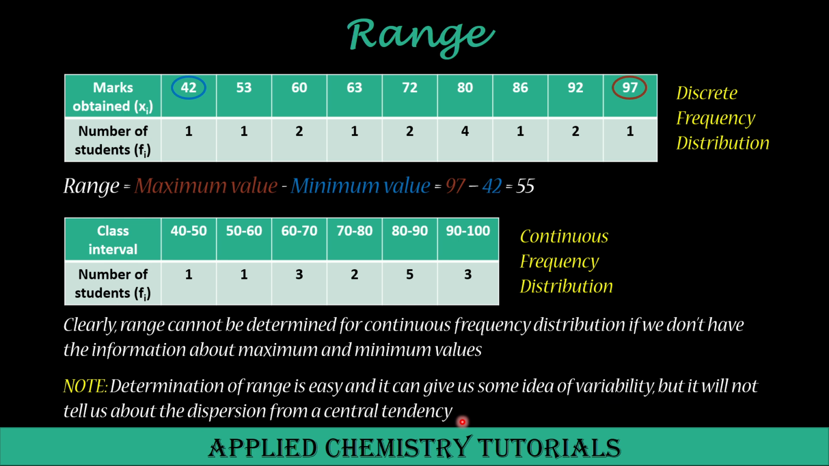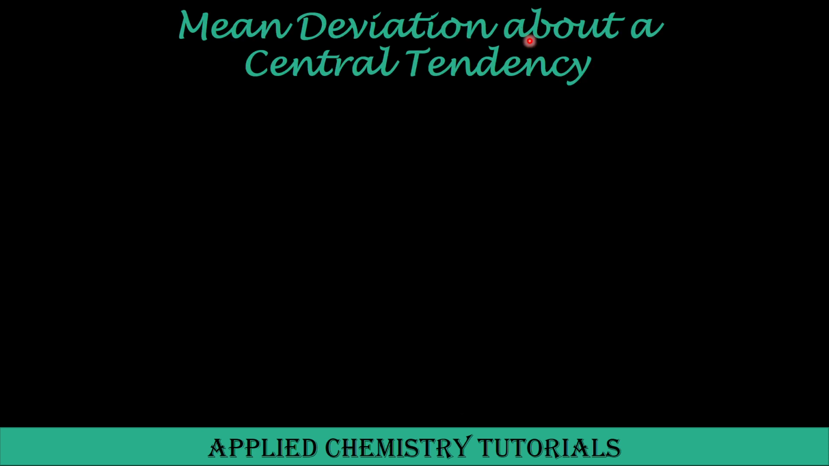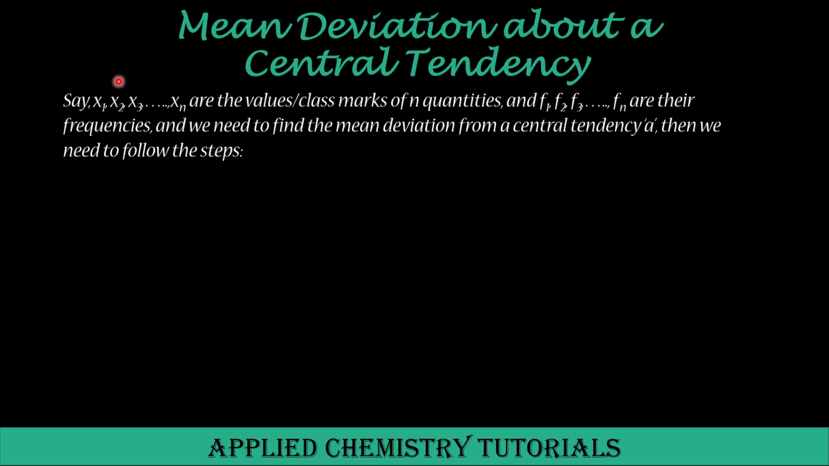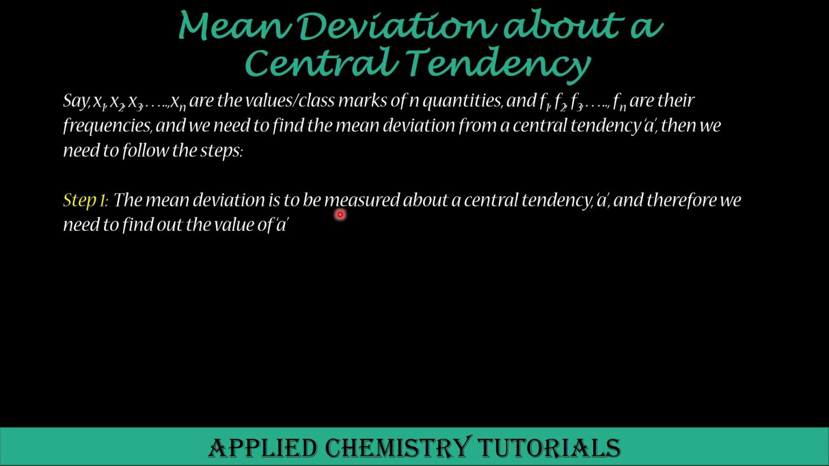To know the dispersion from a central tendency, we can calculate the mean deviation about a central tendency. Say x1, x2, x3 up to xn are the values or class marks for n quantities, and f1, f2, f3 up to fn are their frequencies. We need to find the mean deviation from a central tendency A, and for that we need to follow these steps. Step 1: the mean deviation is to be measured about a central tendency A.